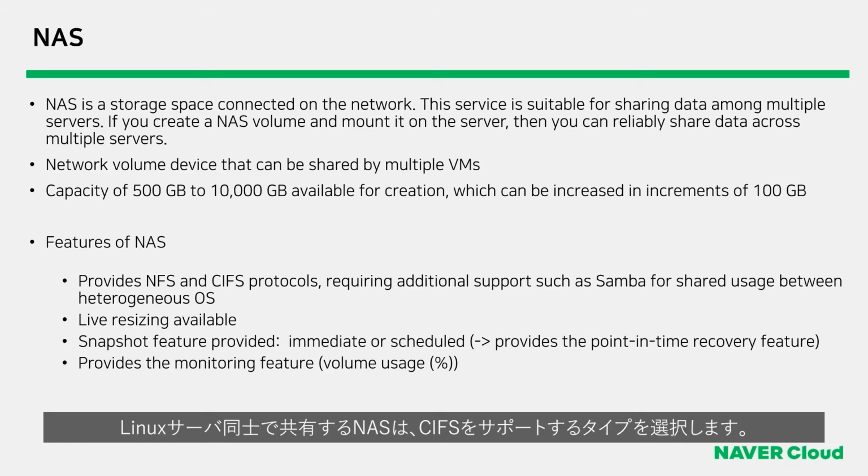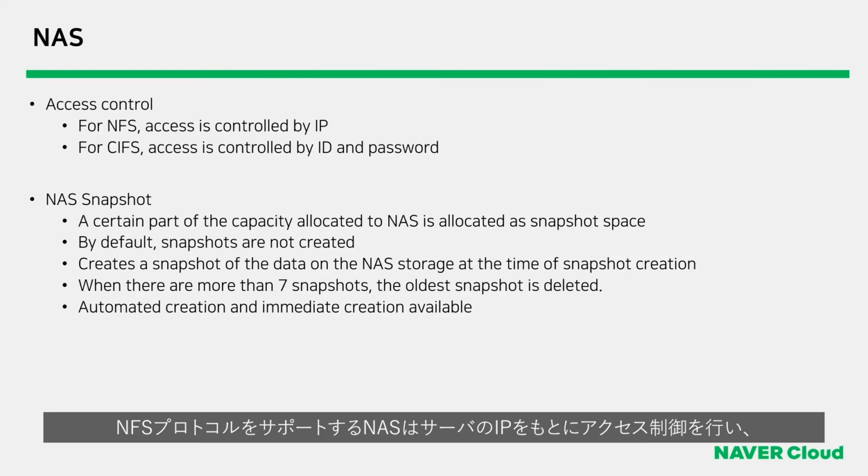You can select a type that supports CIFS protocol for NAS shared by Linux servers, and select a type that supports NFS protocol for NAS shared by Windows servers. It provides the snapshot feature, as well as monitoring for NAS volume usage. NAS that supports NFS protocol performs access control based on IP address of servers, and NAS that supports CIFS protocol performs access control based on ID and password.